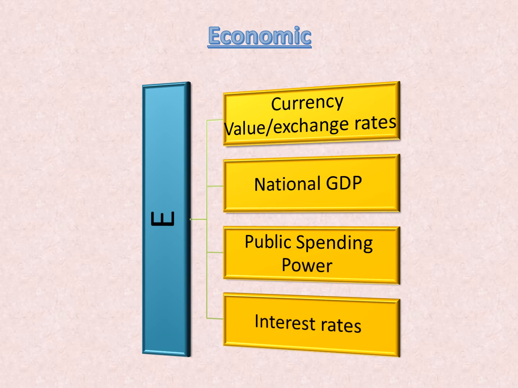Then we've got public spending power. This could be whether people are highly employed, which means they've got more money they can put in, so think about your disposable income. Whereas if we've got a low employment rate, then you might find that people are trying to tighten their belts, so they won't have as much money to spend.